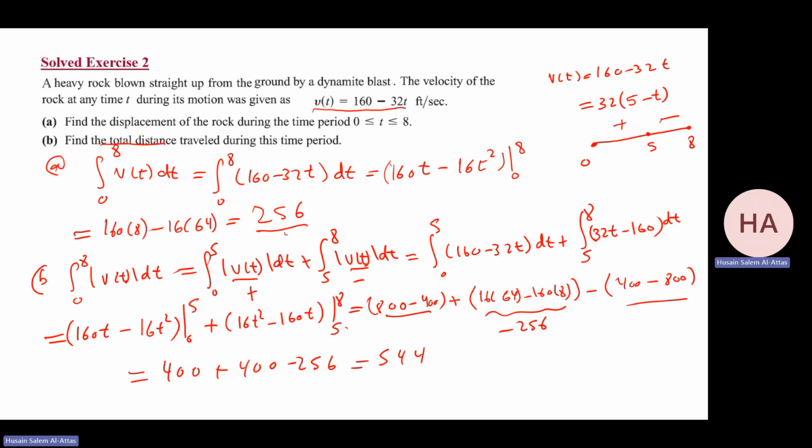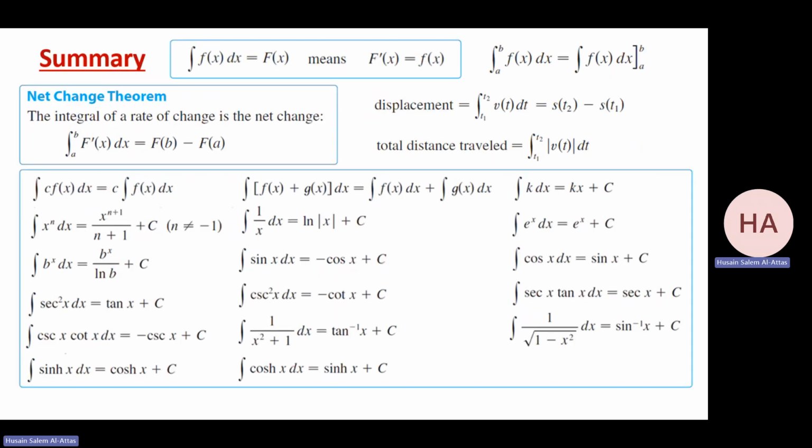That gives me 800. Okay. This is just to remind you, this is the net change, which is the integral of the derivative. As I said, displacement is the integral of v, and total distance is the integral of the absolute value. These are just some of the formulas we did before. I think it's easy to remember.